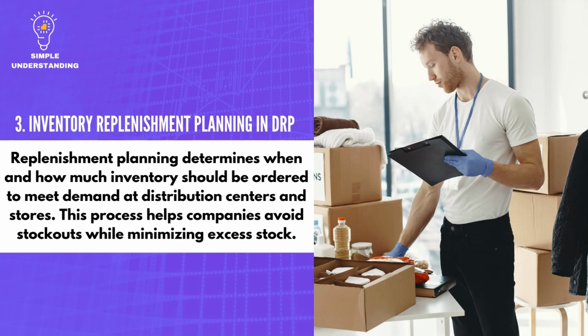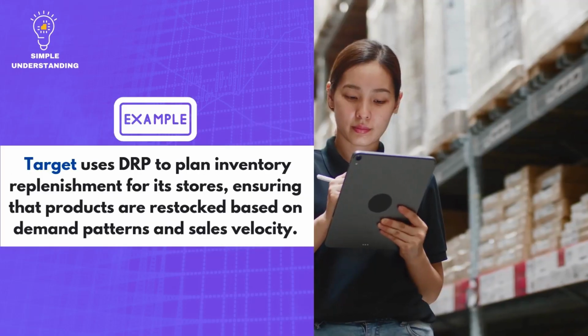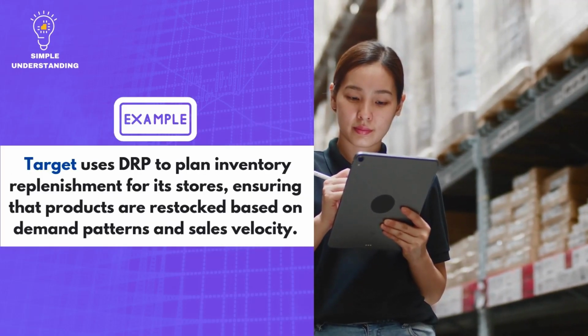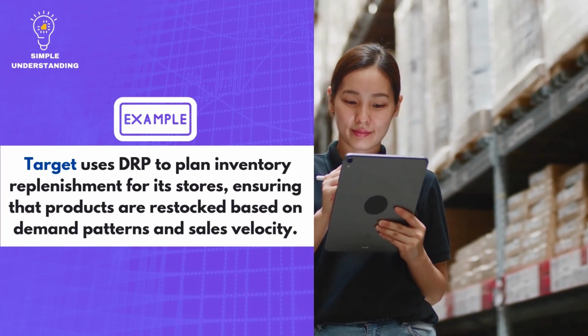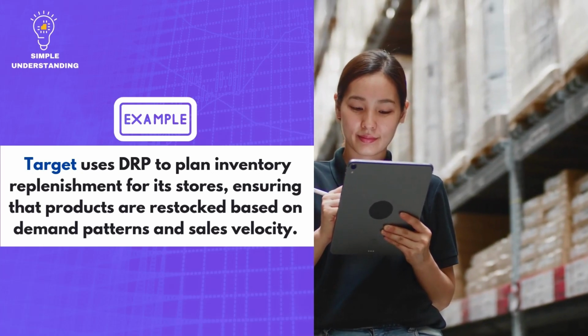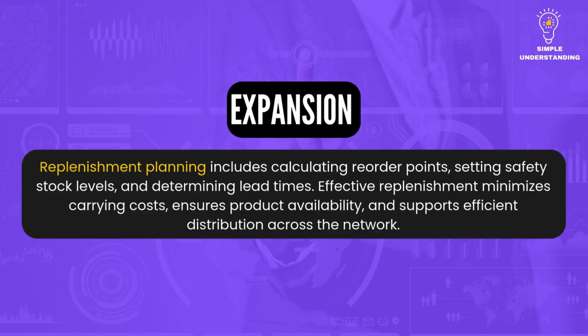This process helps companies avoid stockouts while minimizing excess stock. Real company example. Target uses DRP to plan inventory replenishment for its stores, ensuring that products are restocked based on demand patterns and sales velocity. Expansion. Replenishment planning includes calculating reorder points, setting safety stock levels, and determining lead times. Effective replenishment minimizes carrying costs, ensures product availability, and supports efficient distribution across the network.